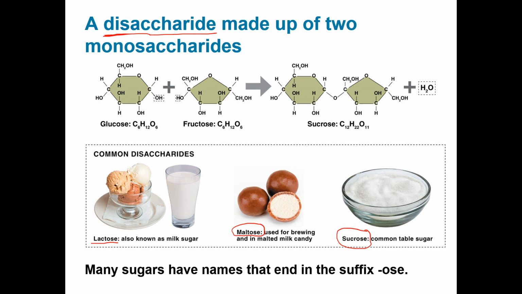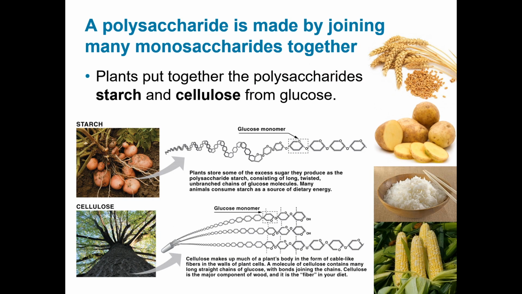A little tip that'll make it really easy to identify sugars is that most sugars are going to end in this -ose. It typically tells you it's a sugar. Lactose, maltose, sucrose. And then from the monosaccharides, fructose, glucose. You see the pattern emerging here? So a polysaccharide is made now by having many, many monosaccharides linked together. In plants, the two main polysaccharides are starch. We've introduced this in lab. Starch is used to store energy.